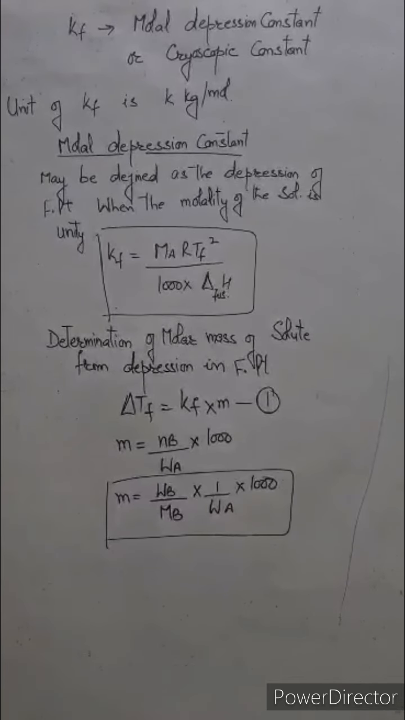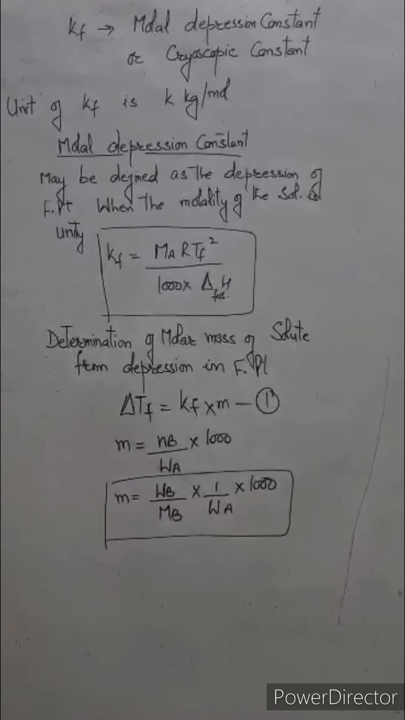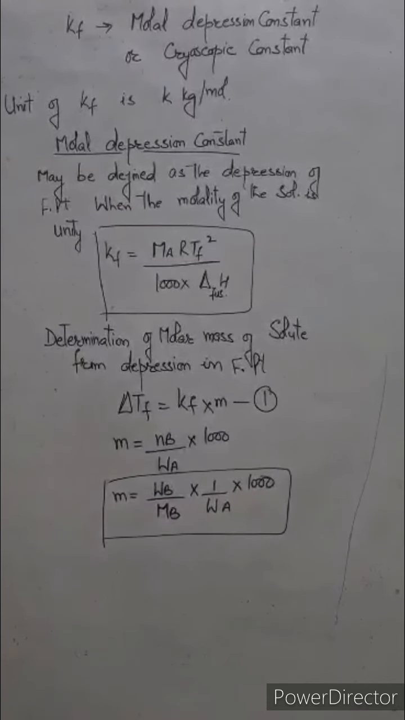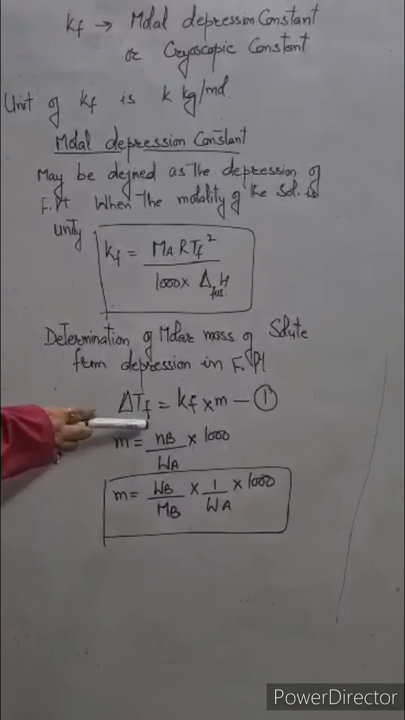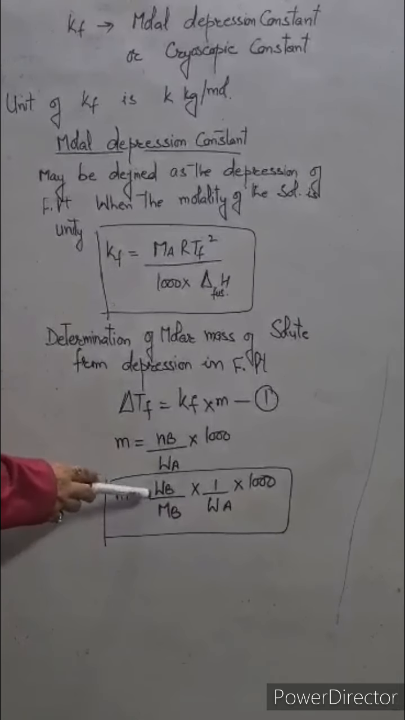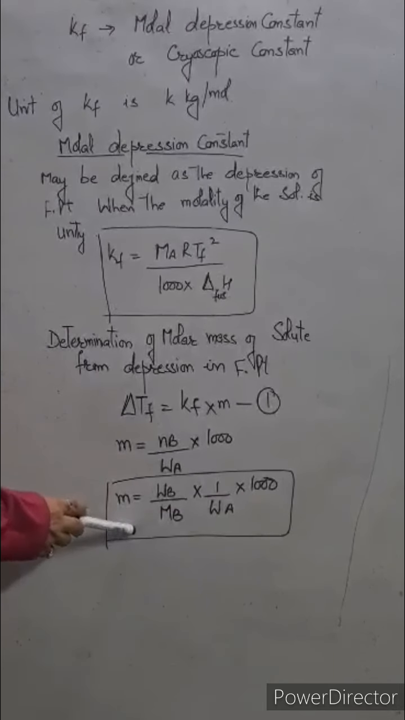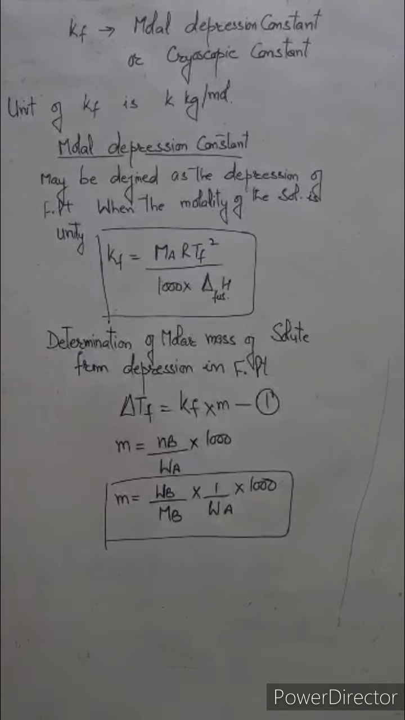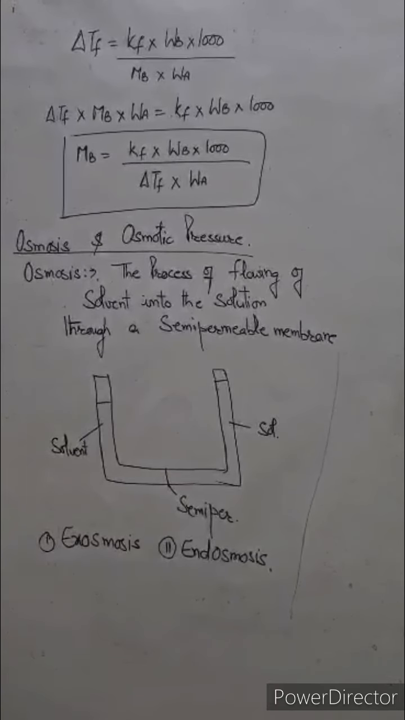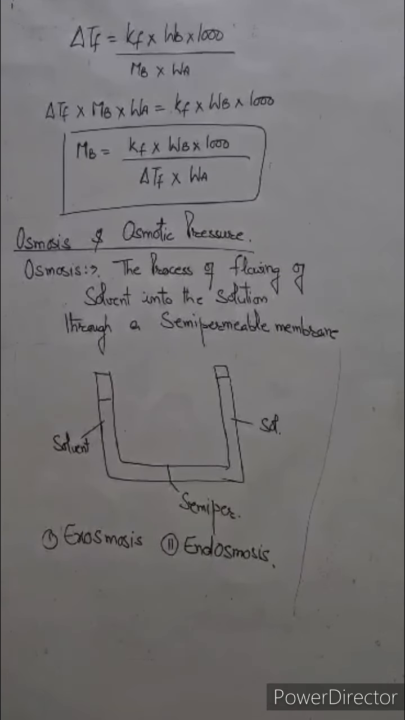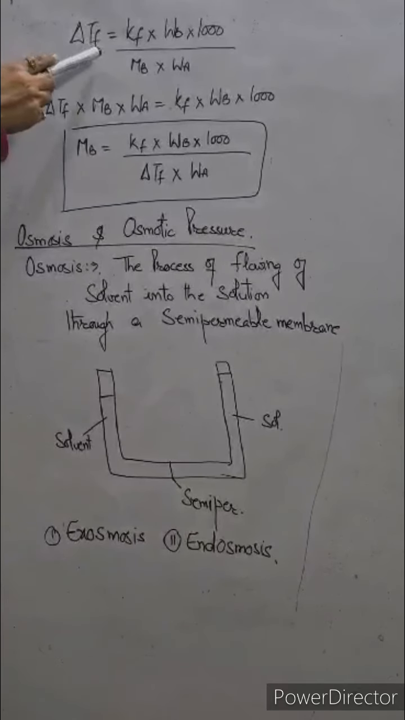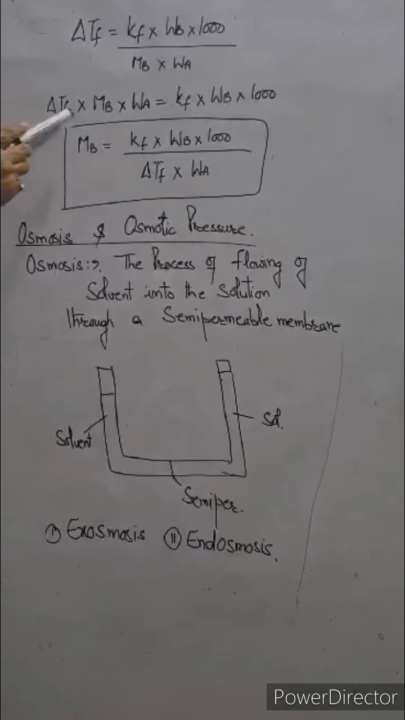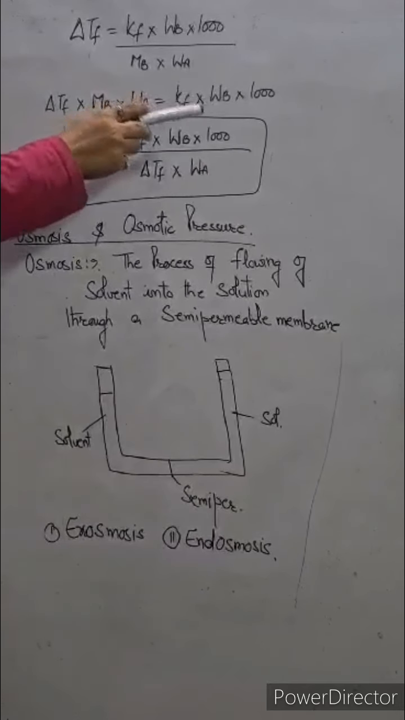Now, you know molality is calculated by using the formula number of moles divided by weight in grams of solvent into 1000, right? And you also know number of moles is calculated by using this formula, weight in grams upon molecular mass. Now substitute this value in equation first, right? When you put the value in equation first, the relation we get is delta TF is equal to KF into WB into 1000 upon MB into WA. Cross multiplication, delta TF into MB into WA is equal to KF into WB into 1000, right?